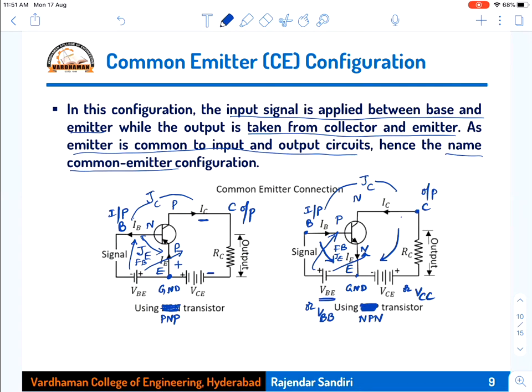And what about the base? The base is also connected with the negative terminal. Base is minus, collector is minus. Now, how can I make this collector base junction reverse biased? Can someone tell? The base terminal is connected to the negative terminal of some battery with respect to ground, and the collector is also connected to the negative terminal of another battery VCE with respect to ground. So both base and collector are at negative terminals.